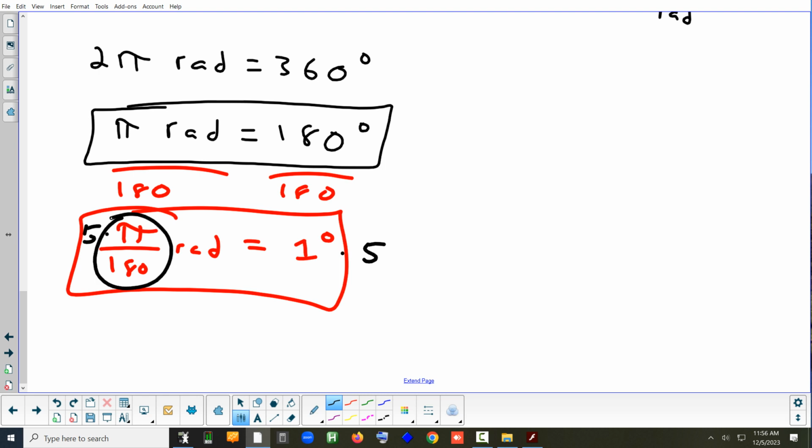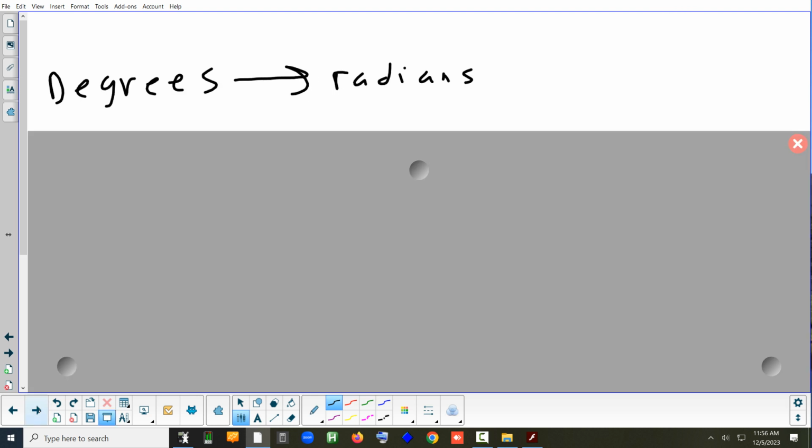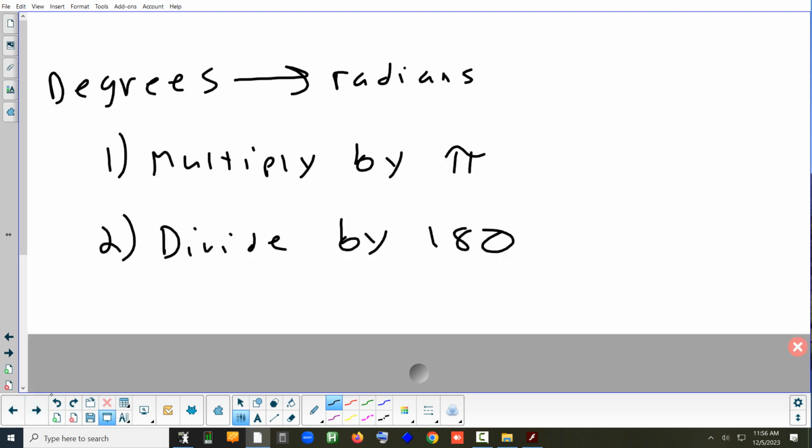If you want to take degrees and convert it to radians, you take what you're trying to convert and you multiply it by pi, and then you divide it by 180. Those are the 2 steps to convert degrees to radians. You take what you want to convert and you times it by pi, and then you divide it by 180. And when we times it by pi, we're always going to use the pi symbol, not 3.14.